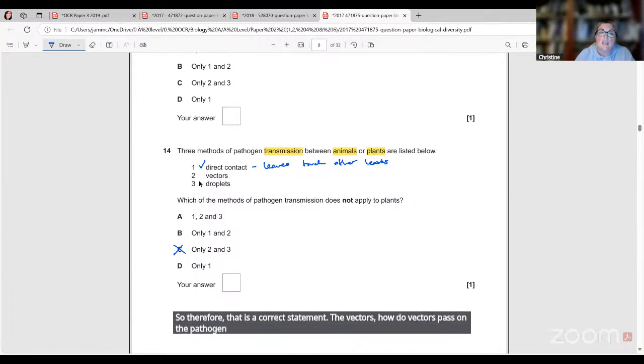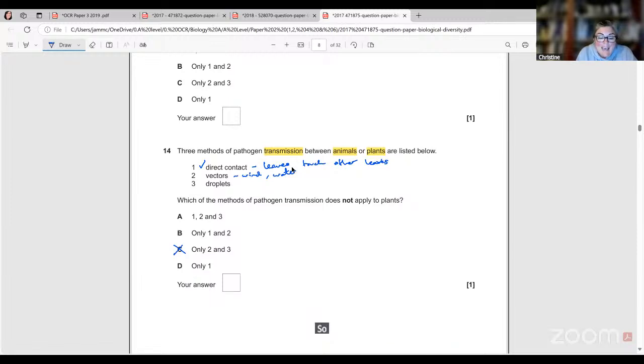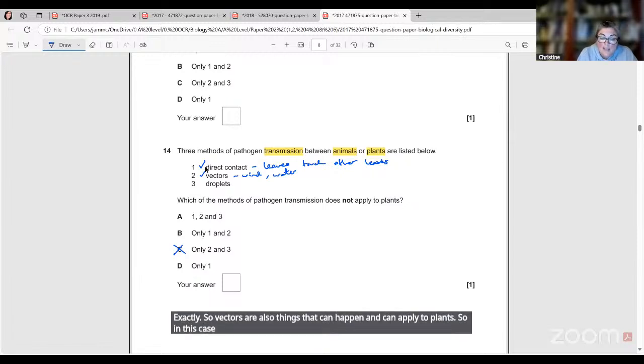Well, a vector is things like wind, things like water. So vectors can transmit pathogens to plants. So therefore, exactly, vectors are also things that can happen and can apply to plants. So in this case, now we know that it has to be at least 1 and 2, and therefore it cannot be only 1. So we've now eliminated the C and D, and Amna, you're right in what you said.